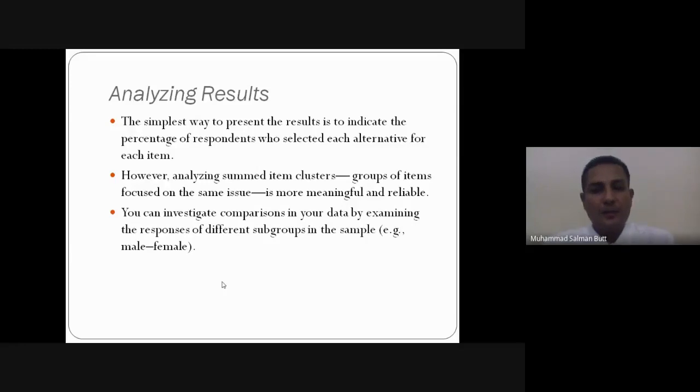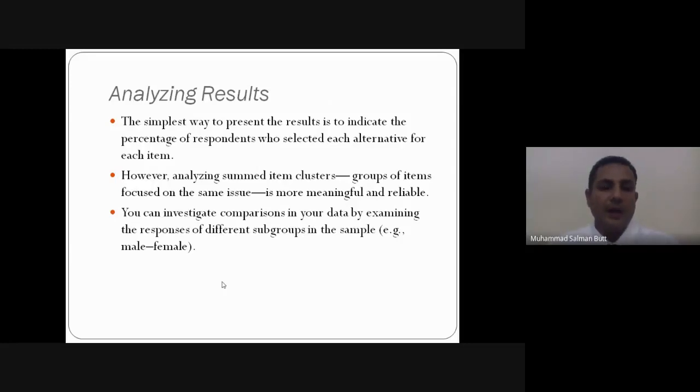Once you have tabulated your questionnaire responses, the next step is to analyze the result. The simplest way to present the result is to indicate the percentage of respondents who selected each alternative for each item. So the first thing you have to do is make the tables in terms of percentages. This is also called descriptive statistics. We have already studied descriptive statistics in chapter 12, and you know how to present the data in a tabulated form.